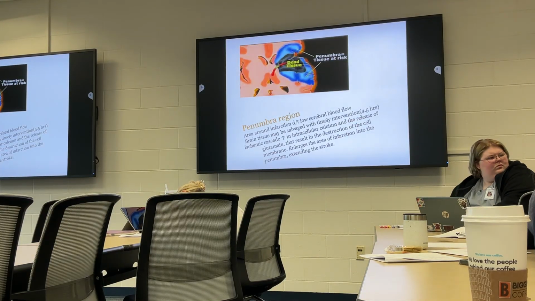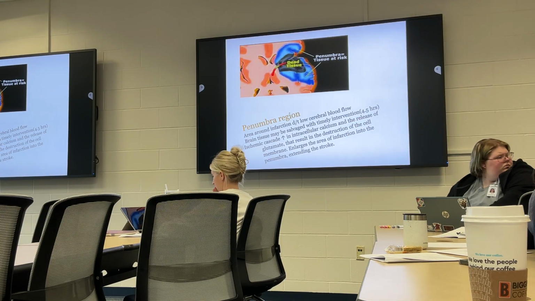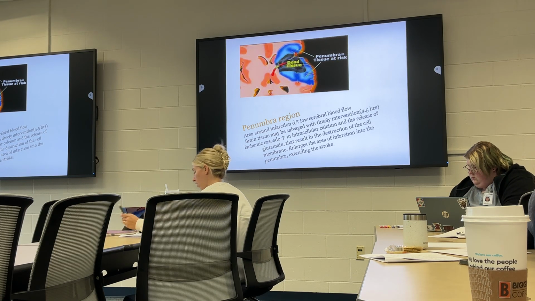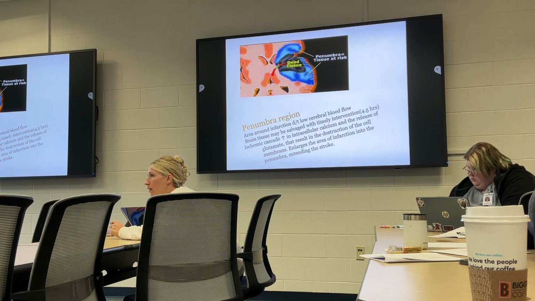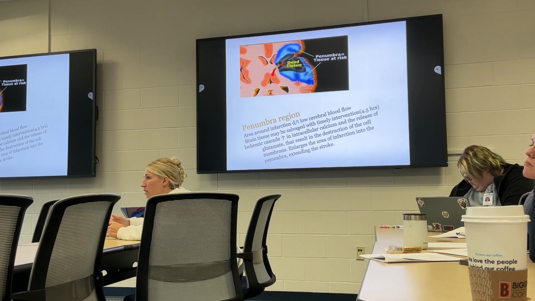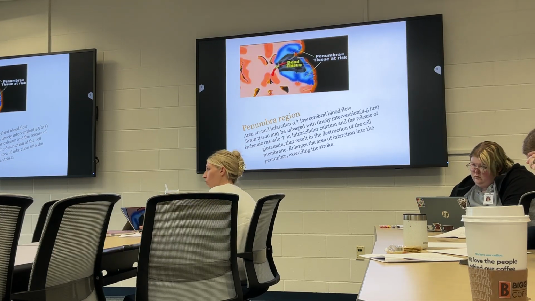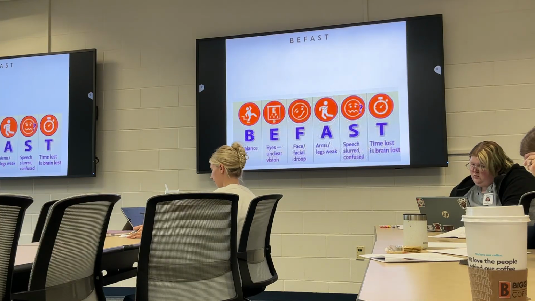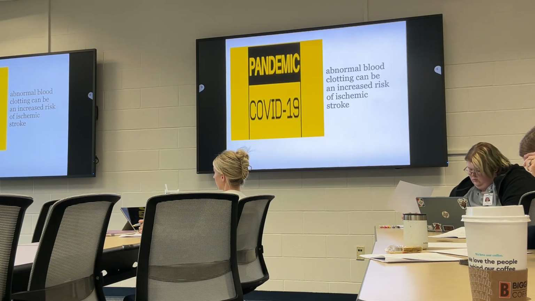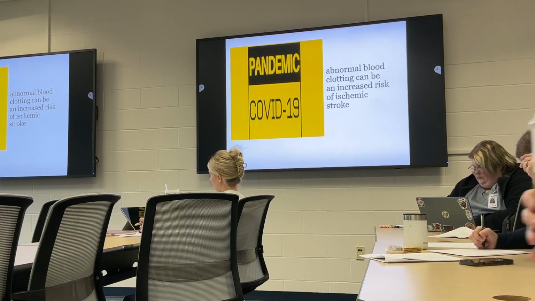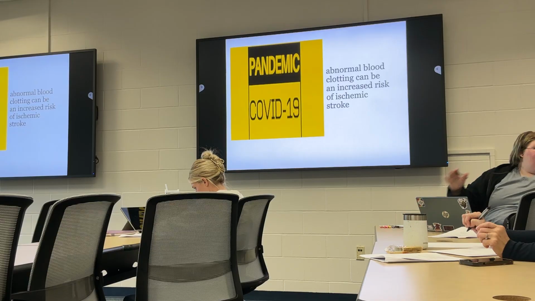There is, kind of like what we were talking about, a penumbra region. As you can see here, this is the dead tissue. Here is the clot right here, this little wormy thing. So this area is dead, but then the area around it could be affected also. And that's called the penumbra region. COVID, abnormal clotting issues, that's why people are at risk for clots or strokes with COVID because of that clotting issue.